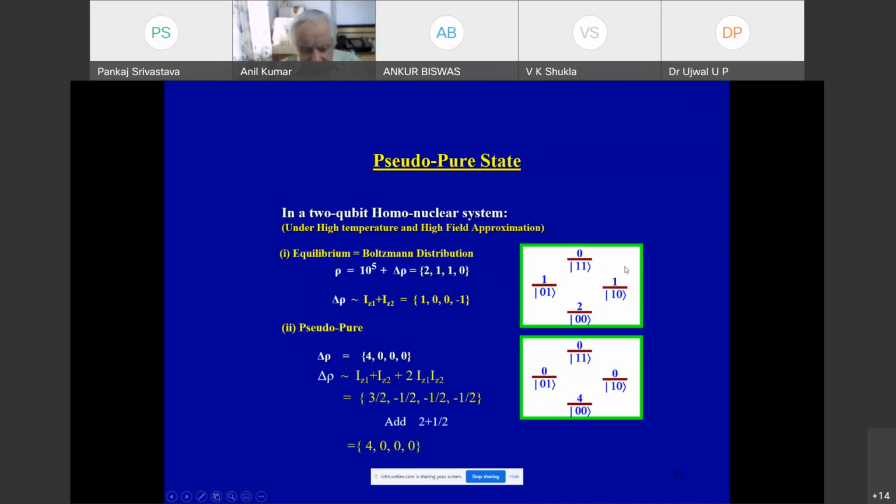Looking at this, a pseudo pure state is one in which all the states except one have zero population, or rather equal population, because the 10 to the power 5 is riding everywhere. But then looking at just the delta rho, it looks like a pure state, with only one level populated and not the others. So from the equilibrium population distribution, we go over to a pseudo pure state population distribution and carry out our NMR quantum computing.